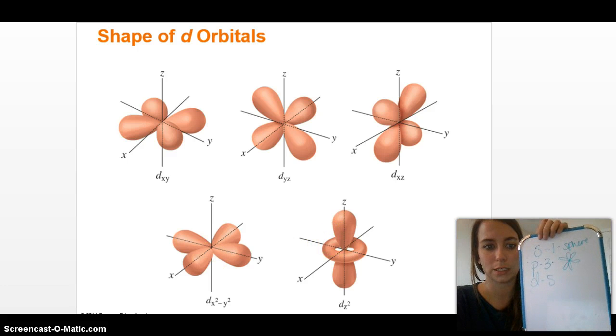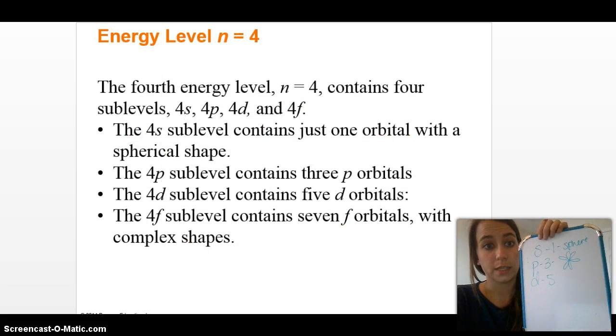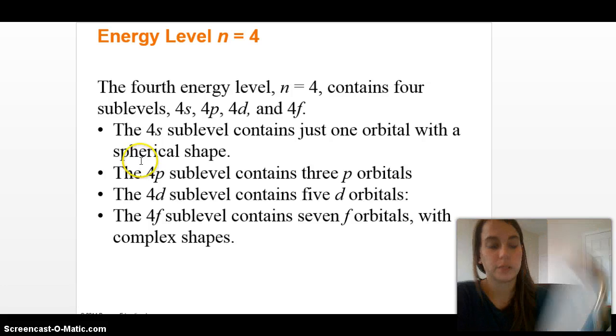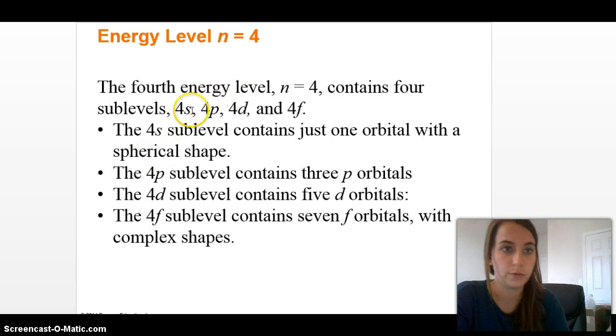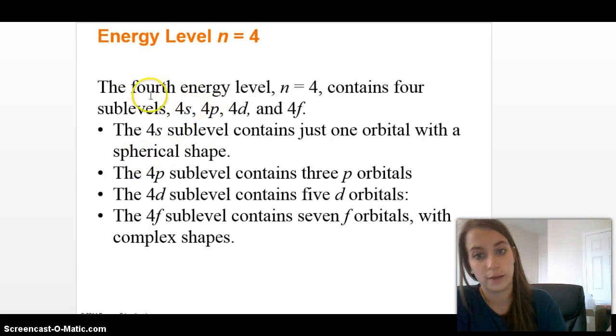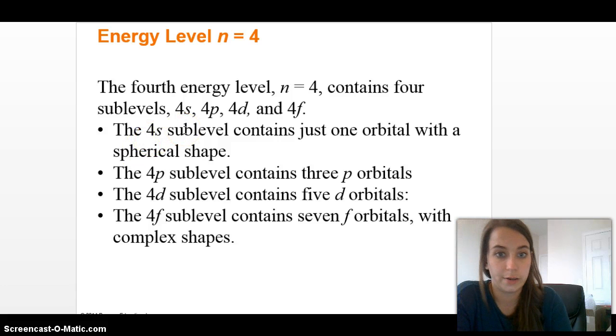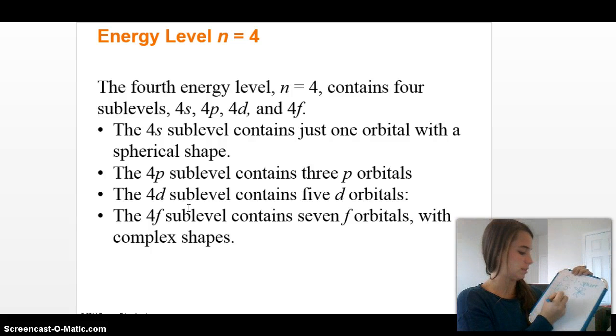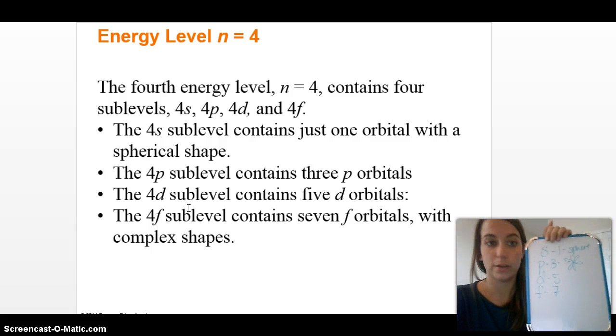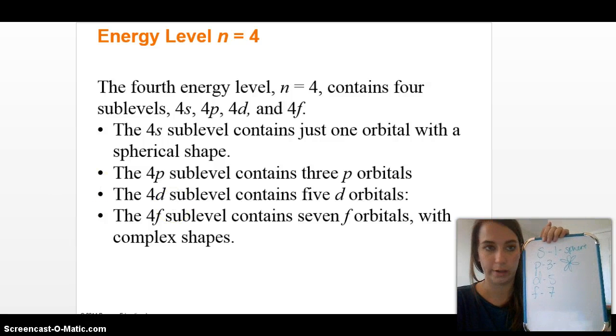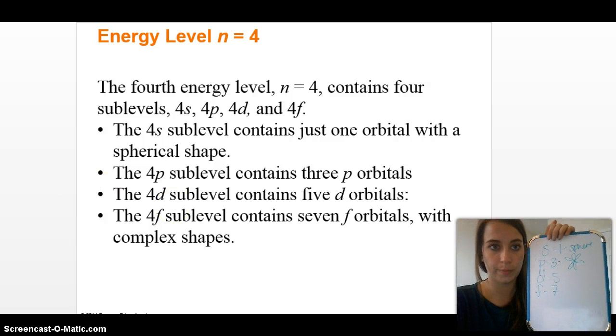It's craziness. We get to energy level 4, you have the same thing. You've got 4s, 4p, 4d, and then we add 4f. So 4s has a sphere, 4p has the 3p orbitals, 4d has the 5d orbitals, and for f, it has 7 orbitals. So f has 7 orbitals, and they're even more complex than the d ones, so we're not even going to look at those.